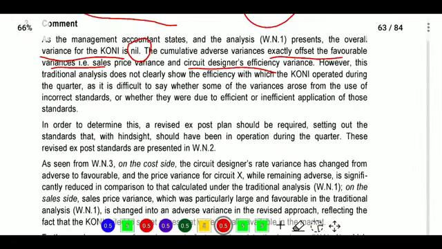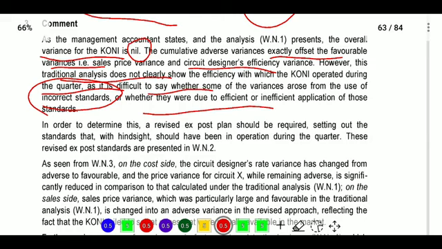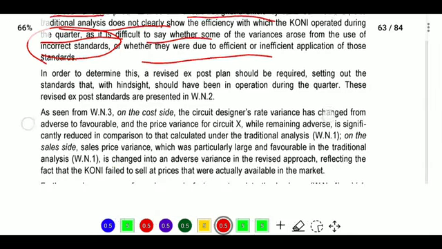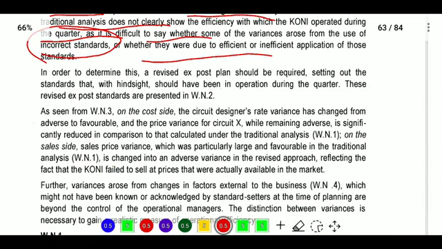Next, after that, circuit design: traditional analysis does not clearly show the efficiency with which Kony operated during the quarter. It is difficult to say whether some variances arise from the use of incorrect standards, or whether they are due to efficiency or inefficiency. There may be problems. We don't know why it happened. Next, in order to determine this, a revised exposed plan should be required. That is, a revised plan will be taken.